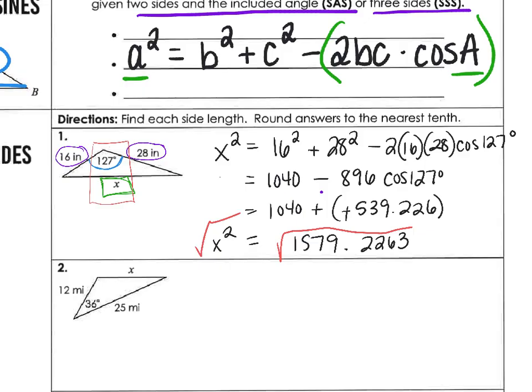Then to get x by itself, we square root both sides because the inverse of squaring is taking the square root. So that missing side x equals about 39.7 inches. Yes, you got it.